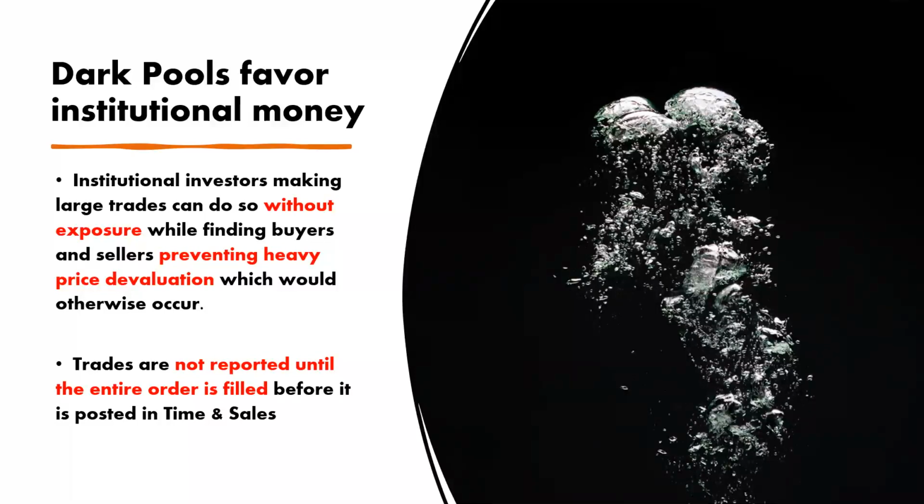And the rationale with the institutions is they wanted the favorable rate and everything because they were making the big orders, so they get the bulk discounts and they get the VIP treatment for that sort of thing. Now, these trades aren't reported until the entire order is filled.